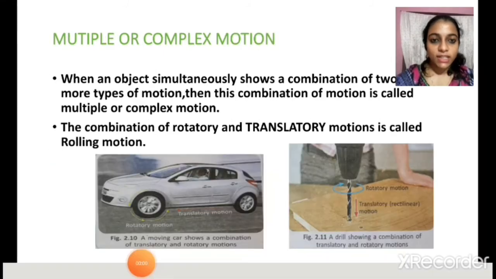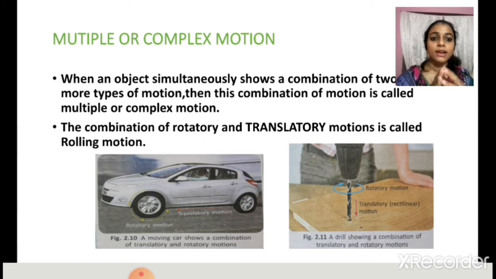Okay. Next one is multiple or complex motion. When an object simultaneously shows a combination of two or more types of motion, then this combination of motion is called multiple or complex motion. See, we are very familiar with this, taking the example of a car: the moving car shows a combination of translatory and rotatory motion. We can see the wheels are in rotatory motion. It is about a fixed axis and it is rotatory motion.